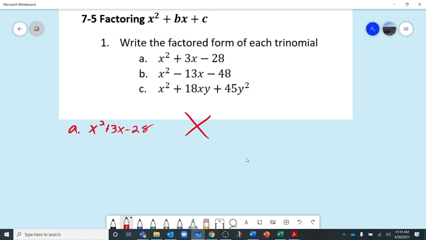And we can do our little x thing. And remember, we want two numbers that multiply to get negative 28 and add to get 3. This is where the 3 comes from. This is where the negative 28 comes from.